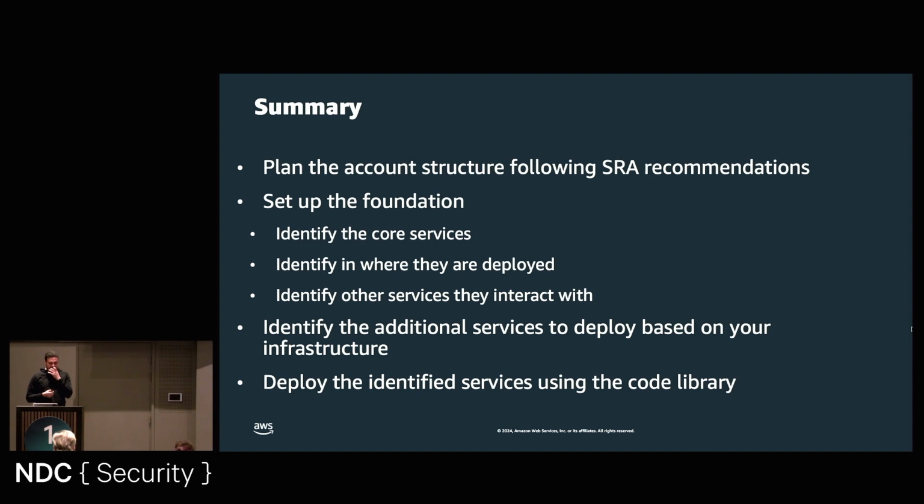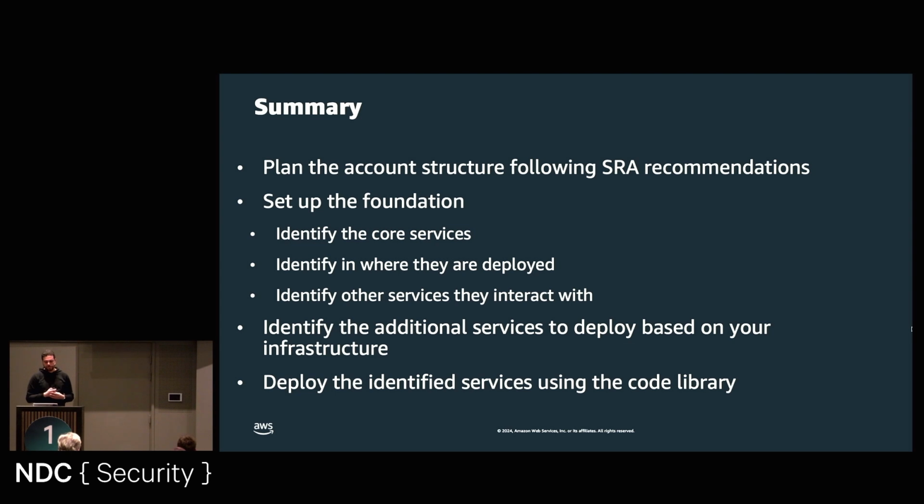Make sure to identify the additional services that you might potentially need depending on your infrastructure, and that can be non-security services, for example, services that can help you to remediate a non-compliant resource, such as AWS Lambda to take a certain action and enforce this resource to be in a certain state. And deploy the identified services using the code library. It's going to save you a lot of time. You don't have to build everything from scratch, and at least you can use it as a basis to build on top of to meet your organization's goals.